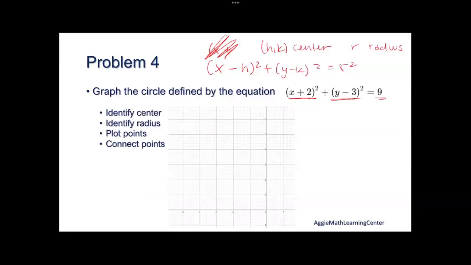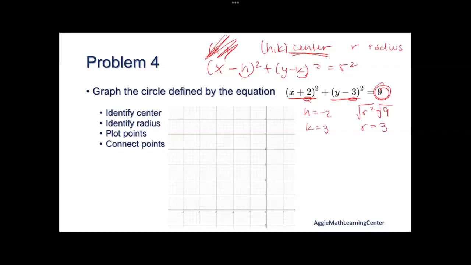In this case, our center is (h, k), and we can find h and k from this equation directly. We have x + 2, which is x minus negative 2, so h is equal to negative 2. We have y minus 3, so y minus positive 3, so k is equal to 3. And then we have r² equal to 9, so if we take the square root of both sides, we get r equal to 3.